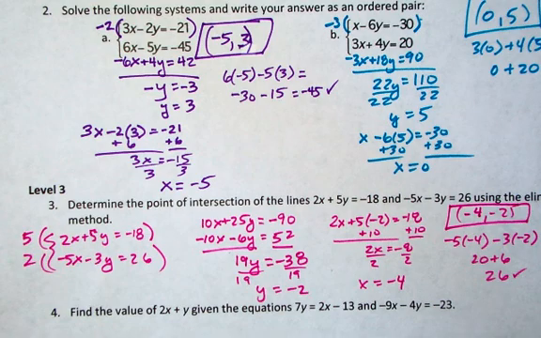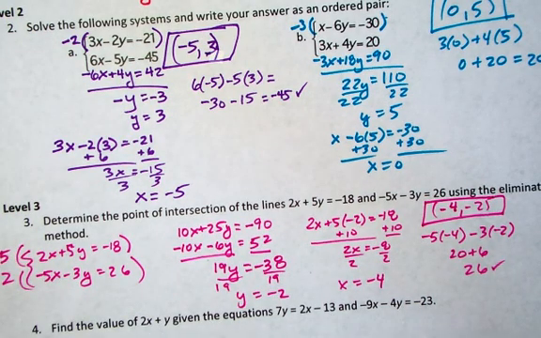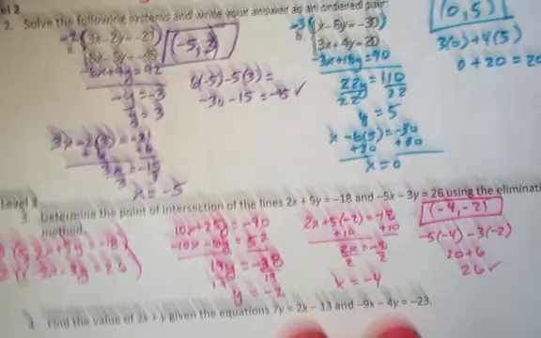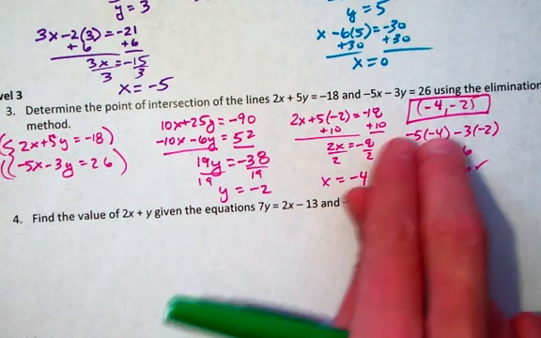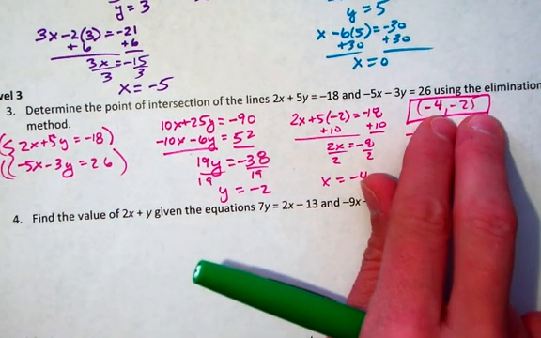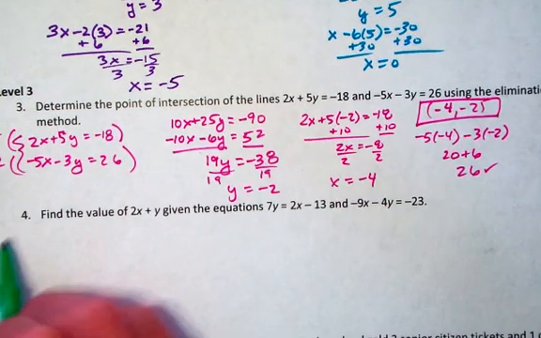Okay. Find the value of 2x plus y given these two equations. All right. So what we're going to do is we are going to find the x and y that work for both of these, right? But instead of writing our solution as an ordered pair, we are then going to put our solution into this notation. So let's take a look.